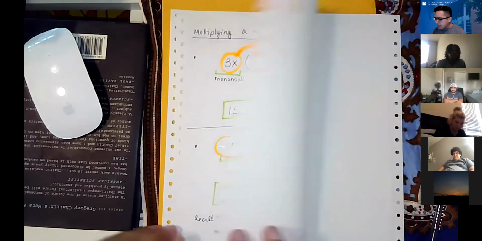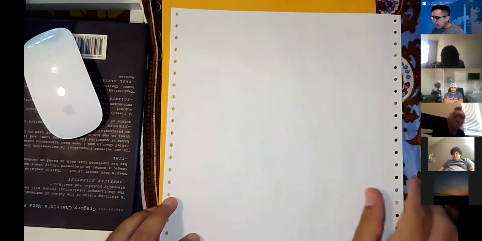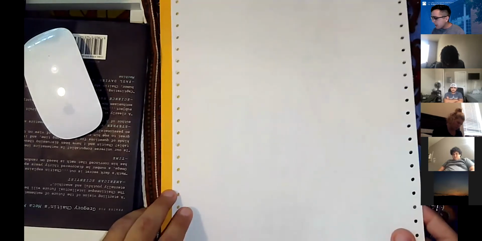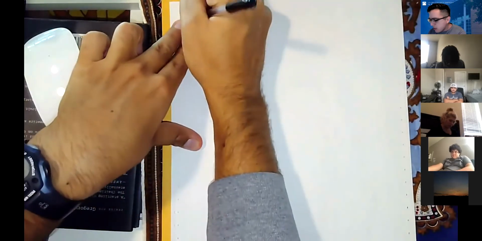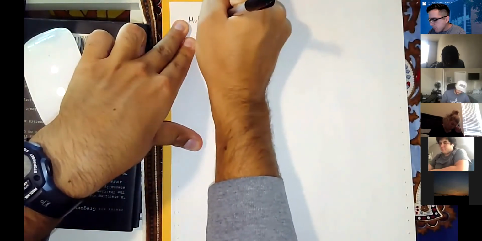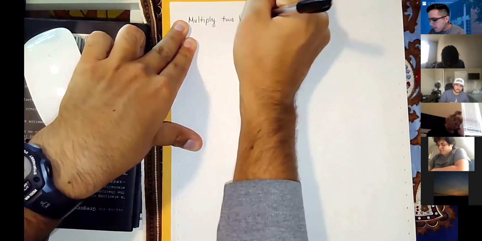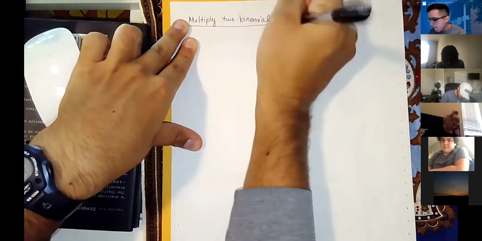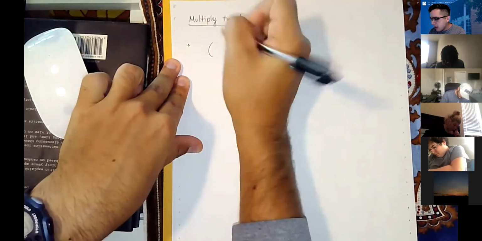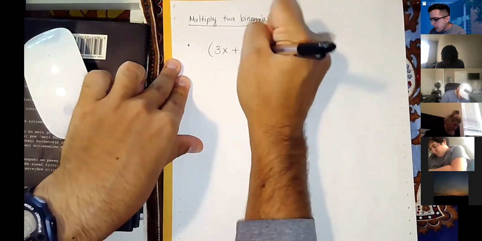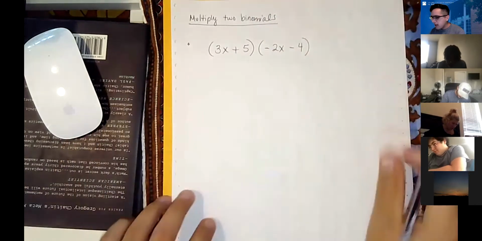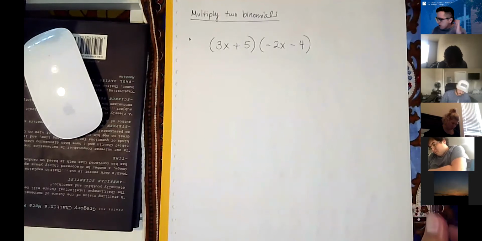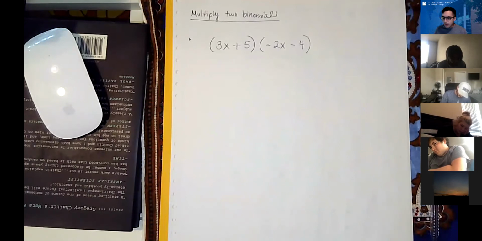All right, well, it seems that you guys are pretty adept at this multiplying polynomials. So I'm going to give you some examples and then sort of step back and let you guys work them out. So let's multiply two binomials together. Let's see about multiplying 3x plus 5 and multiply that by negative 2x minus 4. I'm going to give you guys about 2 to 3 minutes to work that out. And let's see what we come up with.